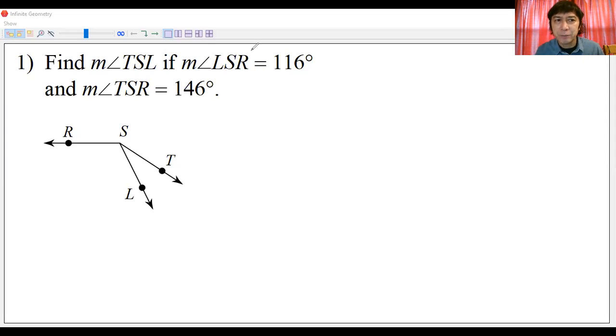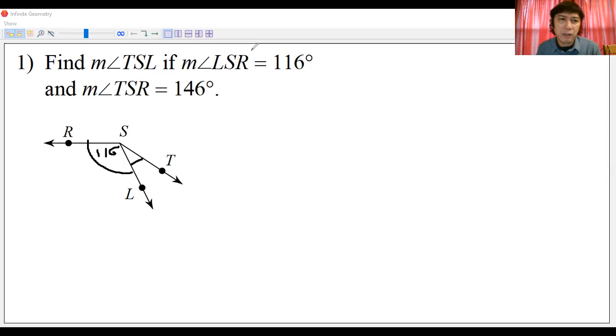You can see here the statement: find the measure of angle TSL if the measure of angle LSR equals 116. Now, you should be able to see where these angles are. TSL must be this angle here. That's the TSL. And we have the LSR, which is this one. This is the 116. So this is actually the angle LSR.